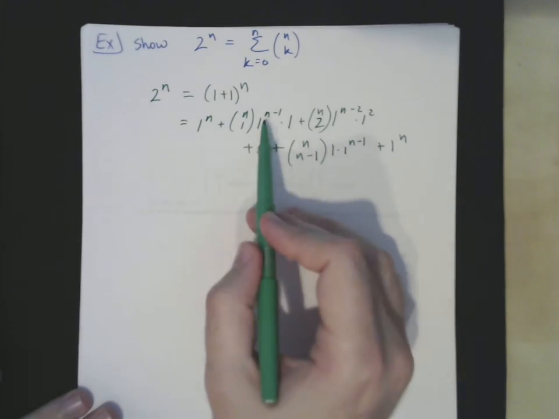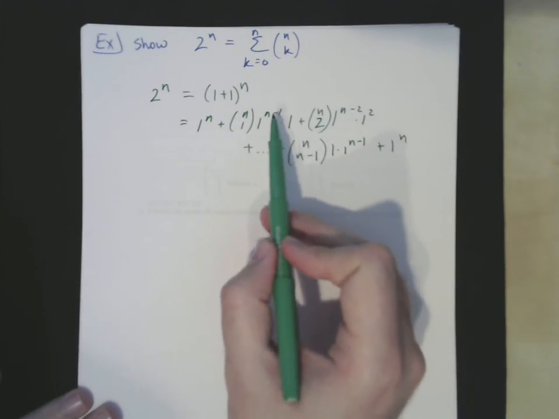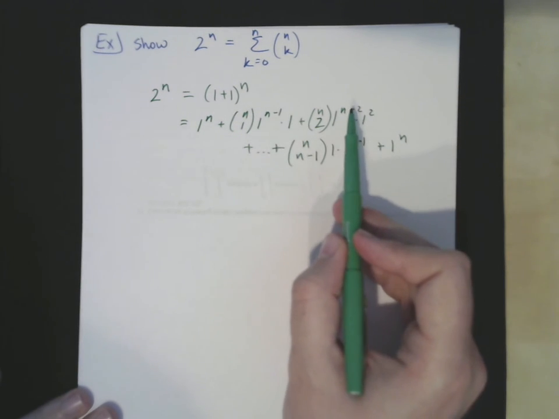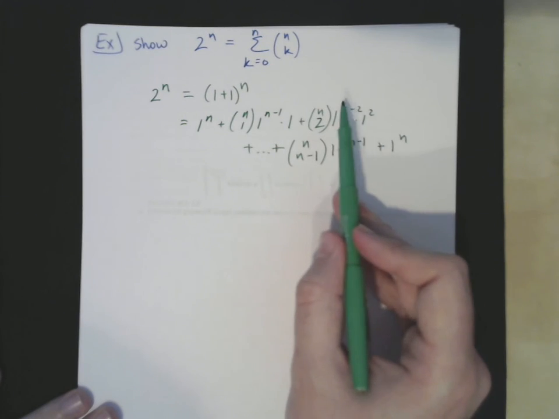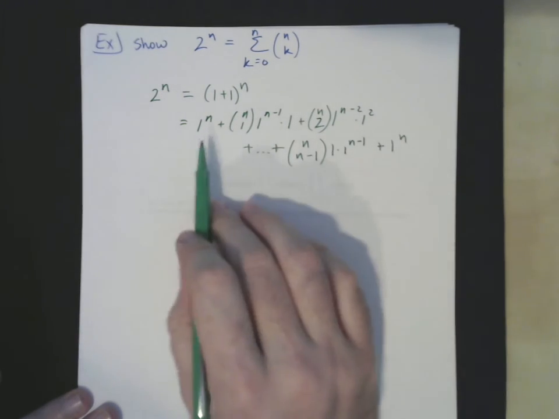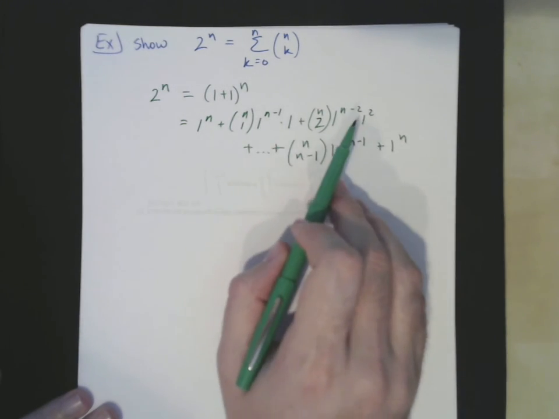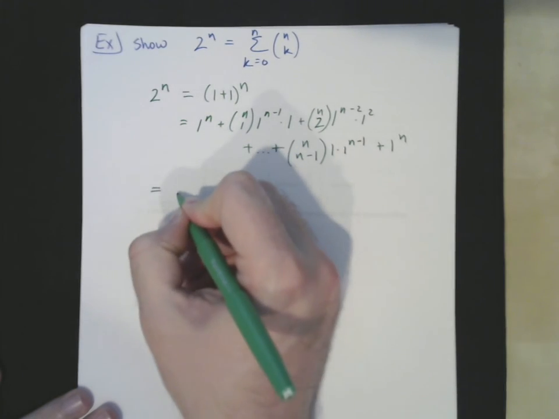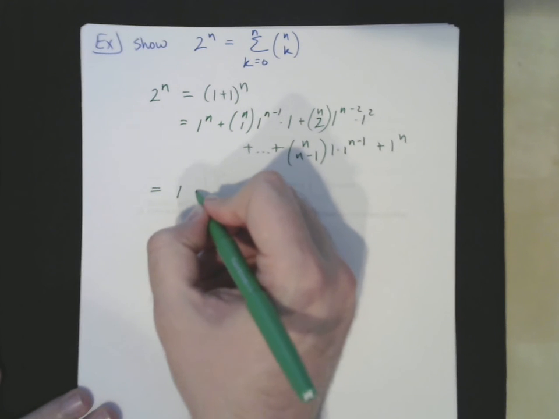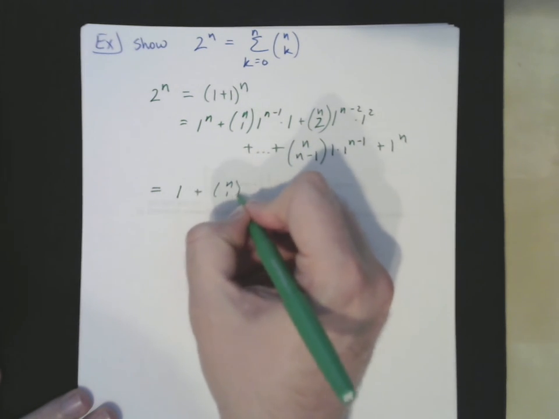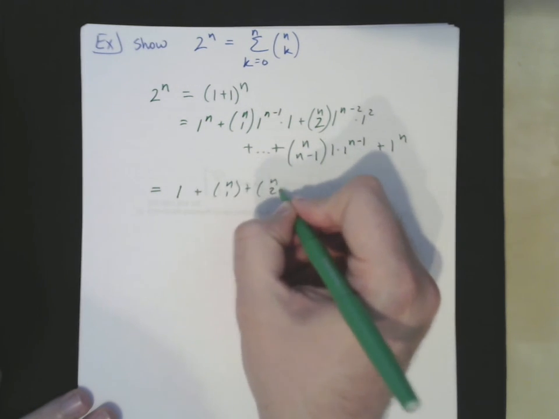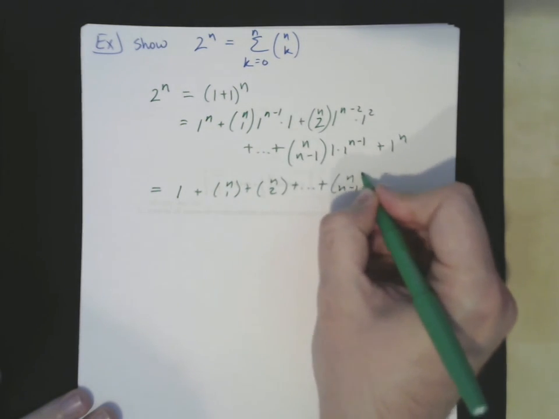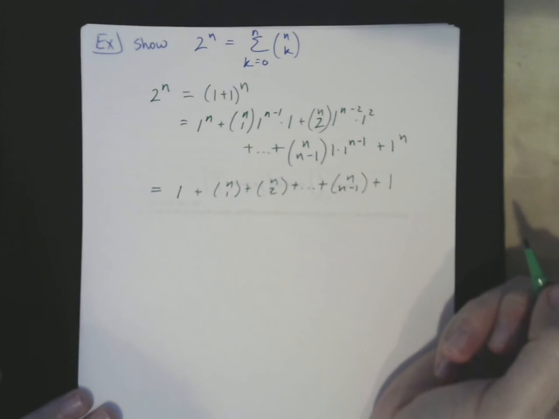But all of these powers of 1 to the n minus 1 times 1 just becomes 1 to the n. 1 to the n minus 2 times 1 squared just becomes 1 to the n. And we know every power of 1 equals 1. So this really becomes 1 plus n choose 1 plus n choose 2 plus dot dot dot all the way down to n choose n minus 1 plus 1 again.